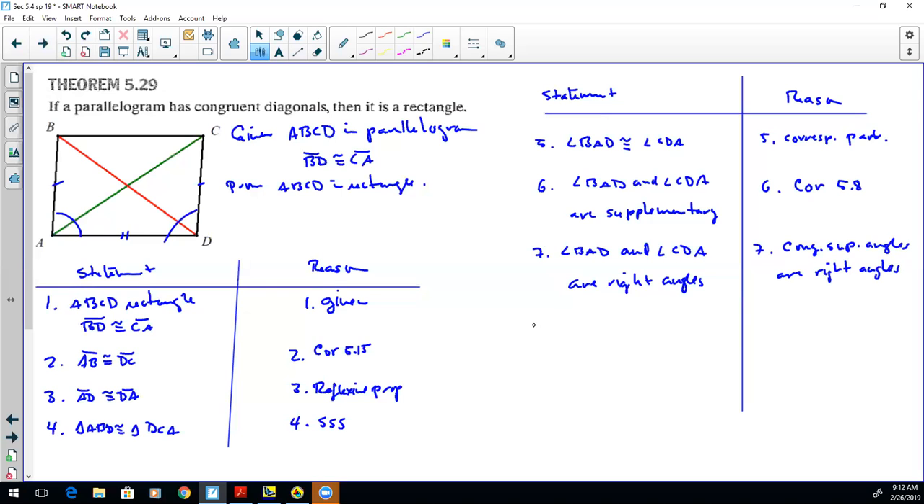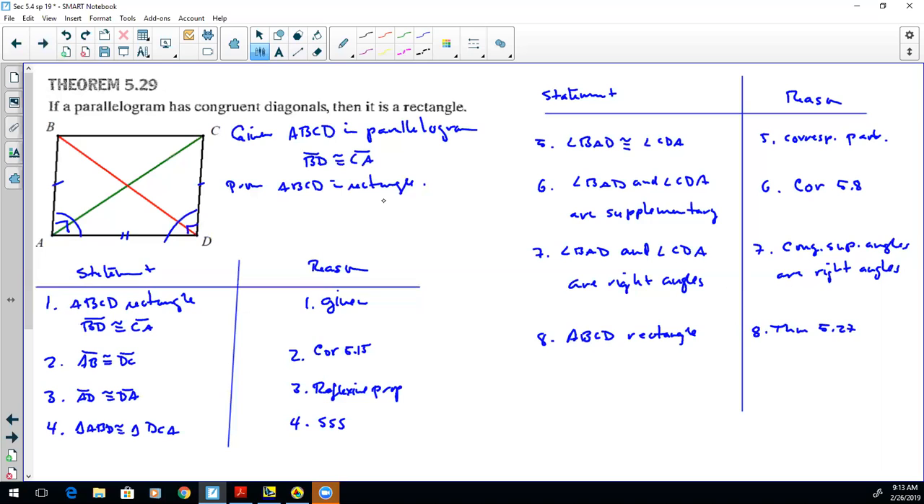And finally, for the last step, let's see, what do we got here? So these two guys, not only are they congruent, but they're actually, that's supposed to be a right angle symbol there and there. Well, all we need is one of these to be a right angle. And we have that ABCD is a rectangle by theorem 5.27. If you have a parallelogram with one right angle, then it's a rectangle.